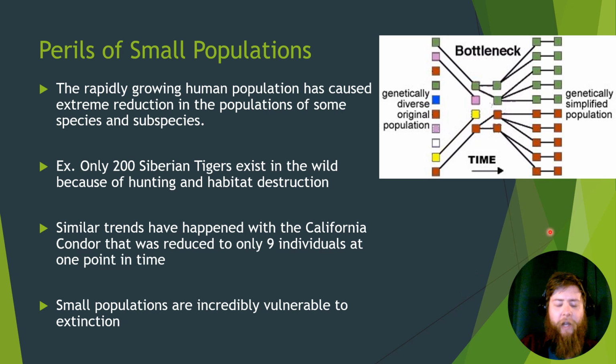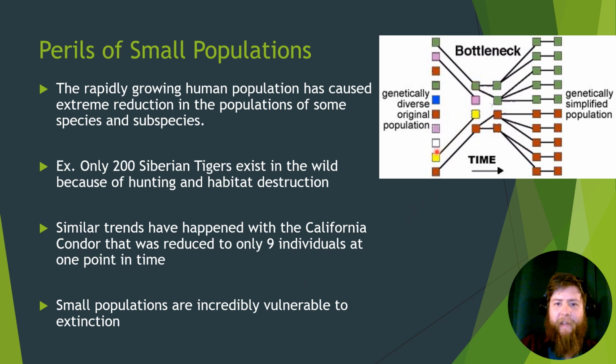So with populations, it is bad to be a small population. So as we grow and as we spread across the country, we have created some stresses on some native populations of animals, plants, fungus, any kind of organism there. An example is there's only 200 Siberian tigers in the wild because of hunting and habitat destruction. Similar things happened to the California condor, where we only had 9 individuals at one point in time.